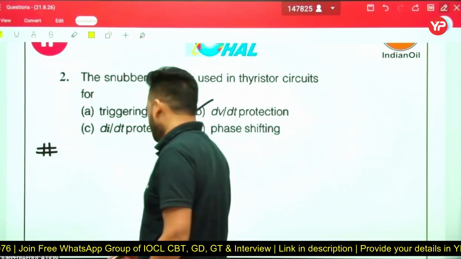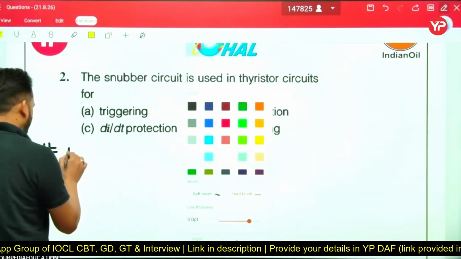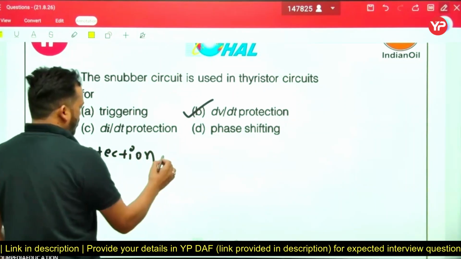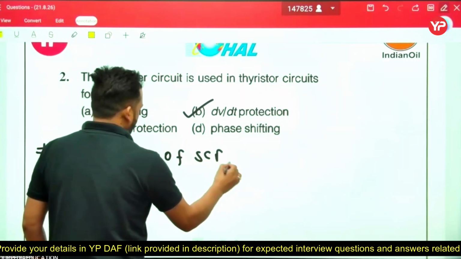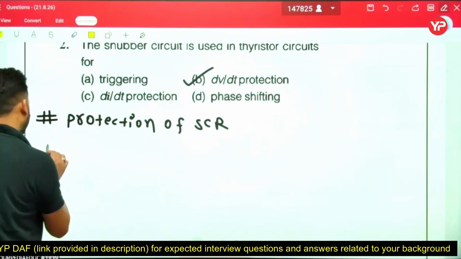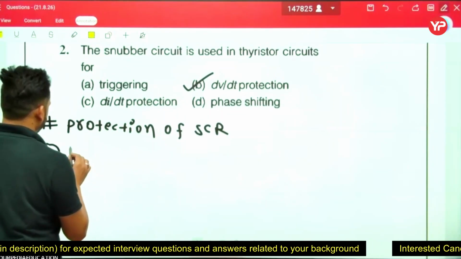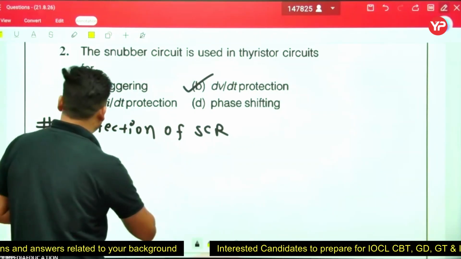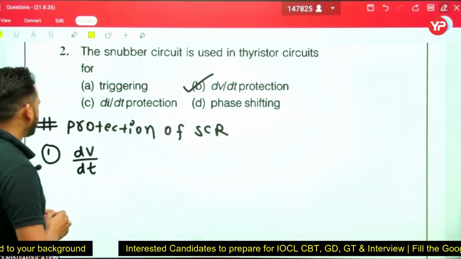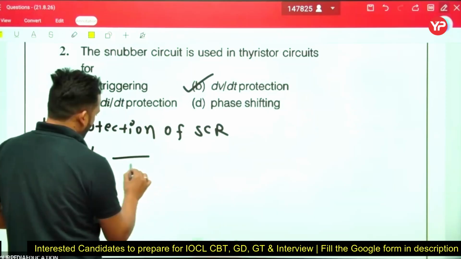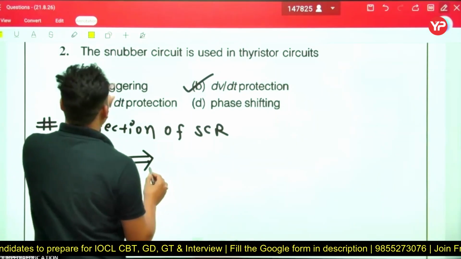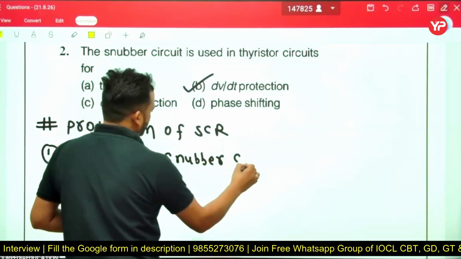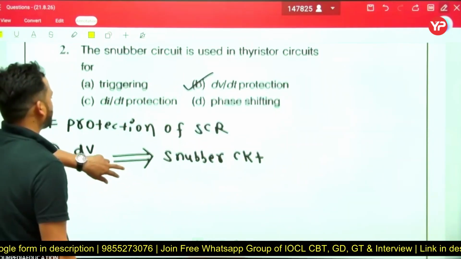Okay, see, protection of SCR. First, dV by dt, meaning change in voltage with respect to time. For dV by dt protection we use the snubber circuit. CKT means circuit.